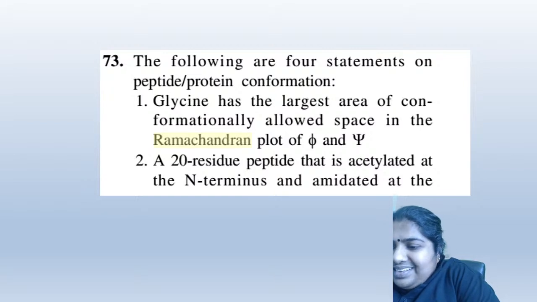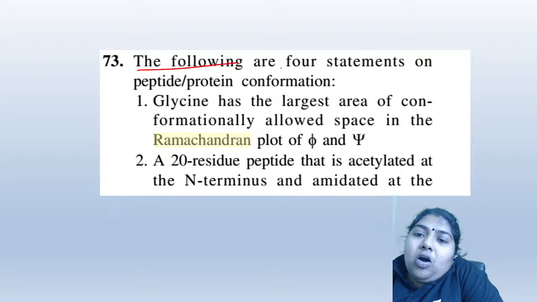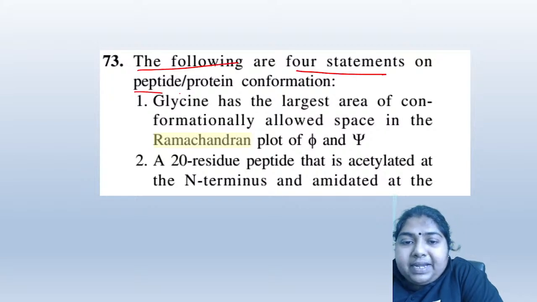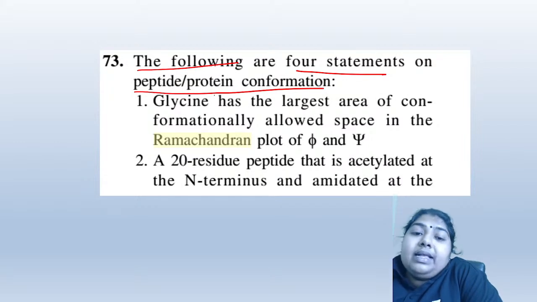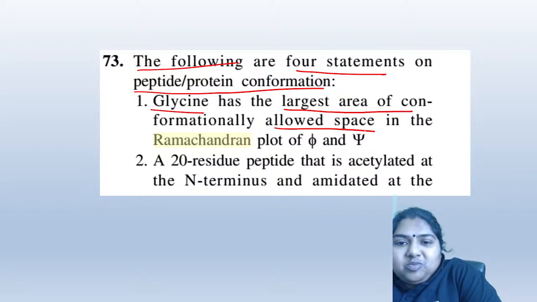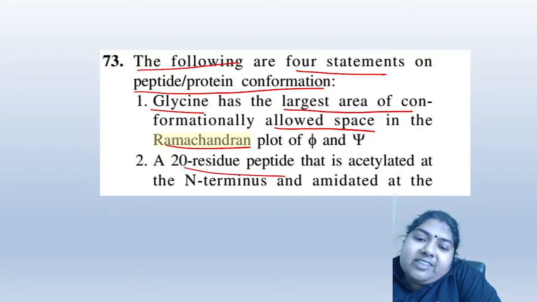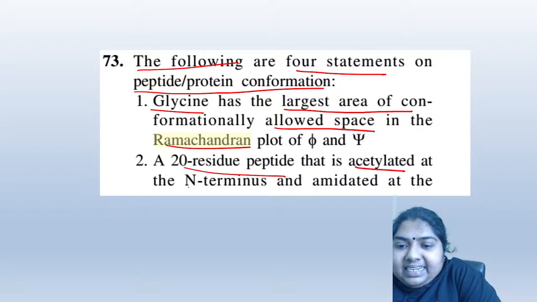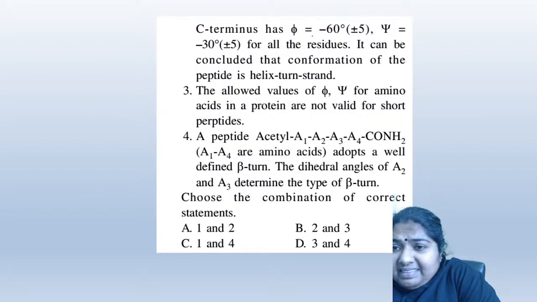Shall we move towards the next important question? Yeah? Okay. So the following are 4 statements on the peptide and the protein conformation. Glycine has the largest area of conformationally allowed space. We saw this point. Glycine has the largest area of allowed space in the Ramachandran plot. A 20 residue peptide that is acetylated at the N terminus and amidated at the C terminus has the values minus 60 and minus 30.